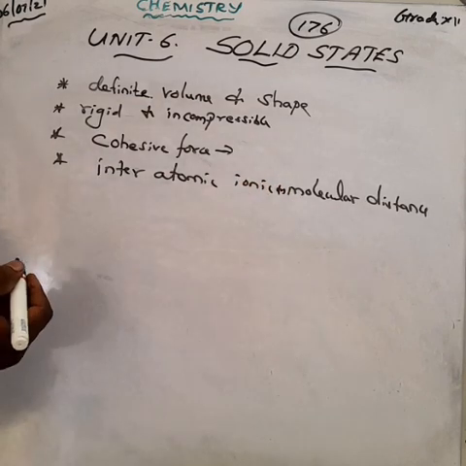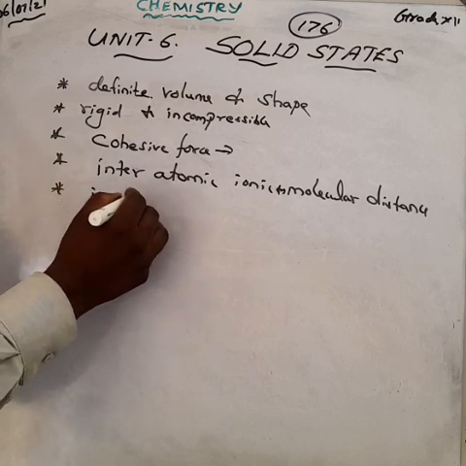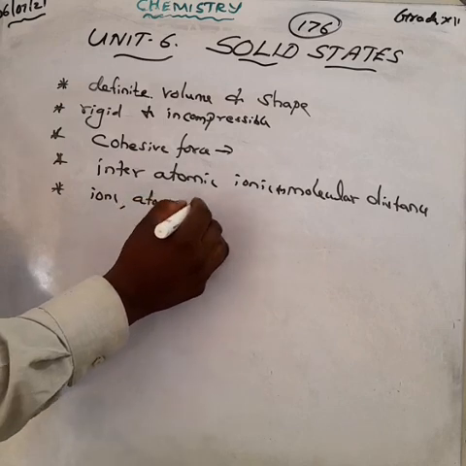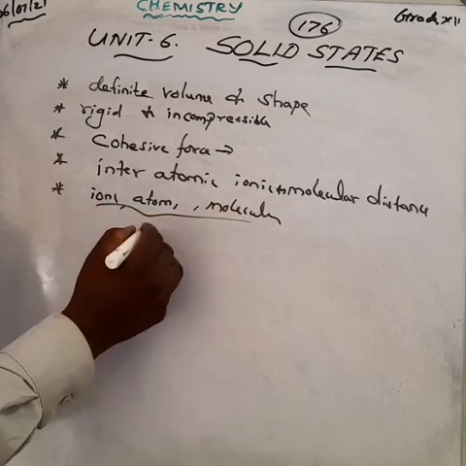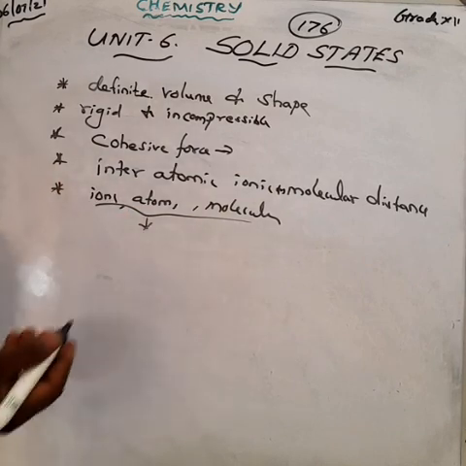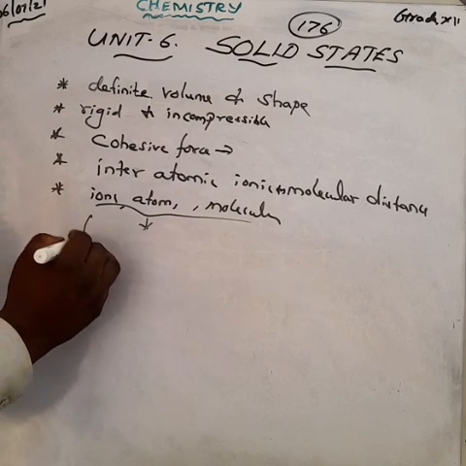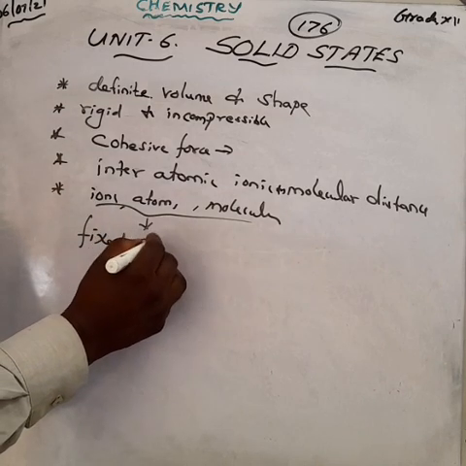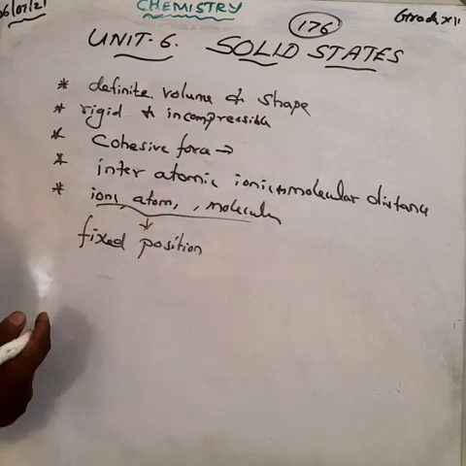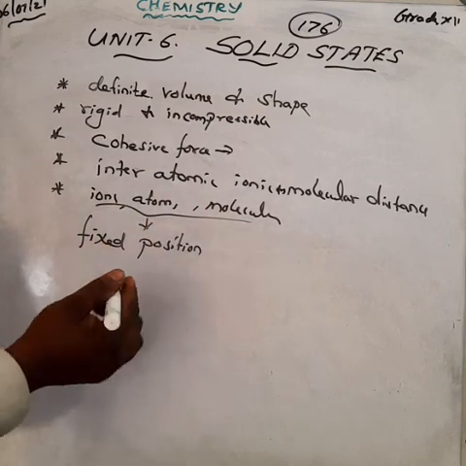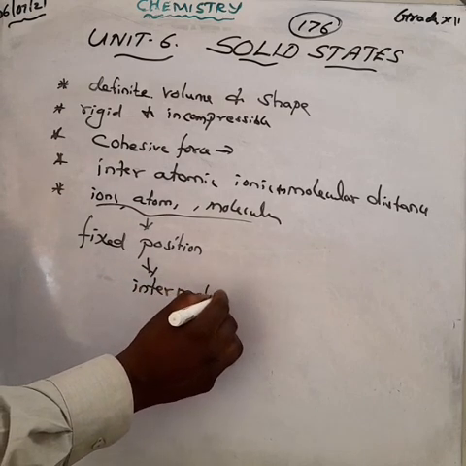Here, the solid means it contains some ions, atoms or molecules. Am I right? They are the constituents. We are saying ions, atoms or molecules are constituents. The constituents have fixed positions, and they can oscillate about their mean position. Why is it so? Due to the intermolecular force of attraction.